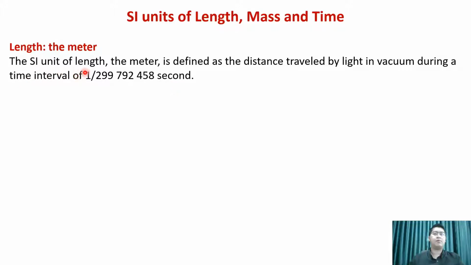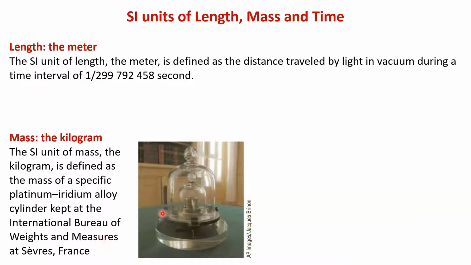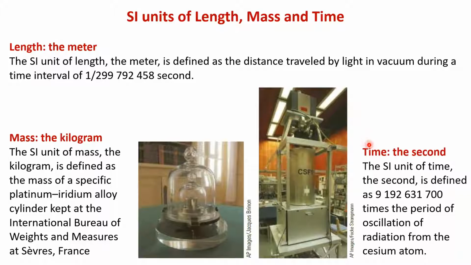Again, these are the SI units of length, mass, and time. The SI unit of length, the meter, is defined as the distance traveled by light in vacuum during a time interval of 1/299,792,458 seconds. For the mass, the SI unit of mass, the kilogram, is defined as the mass of a specific platinum iridium alloy cylinder kept at the International Bureau of Weights and Measures at Sèvres, France. And the SI unit of time, the second, is defined as 9,192,631,770 times the period of oscillation of radiation from the cesium atom.